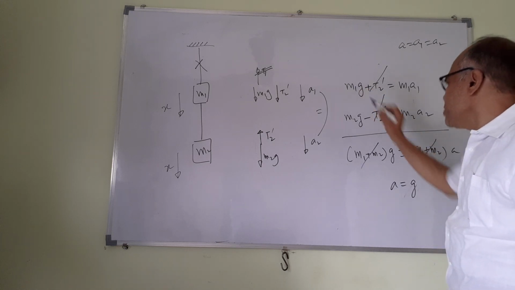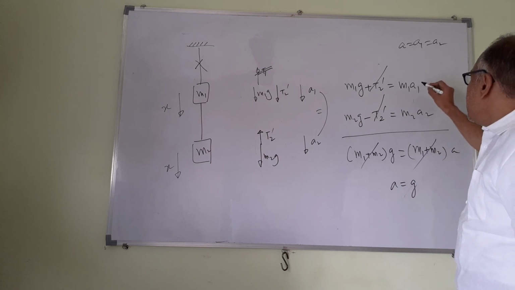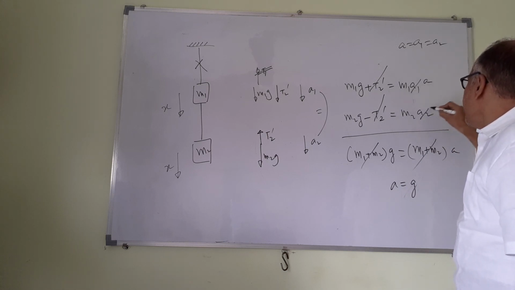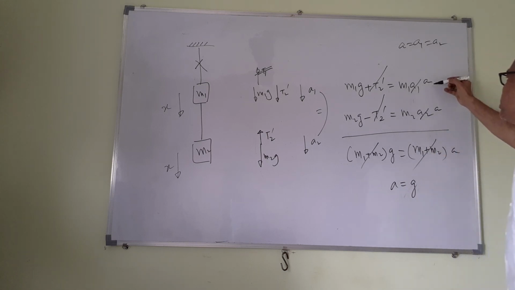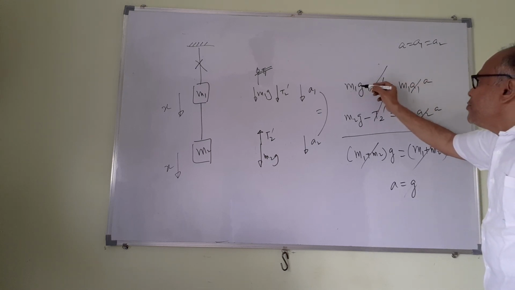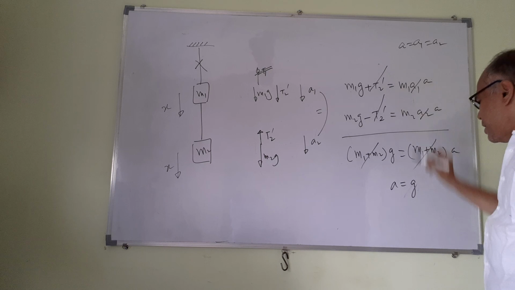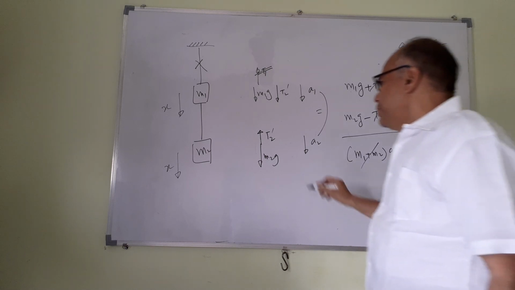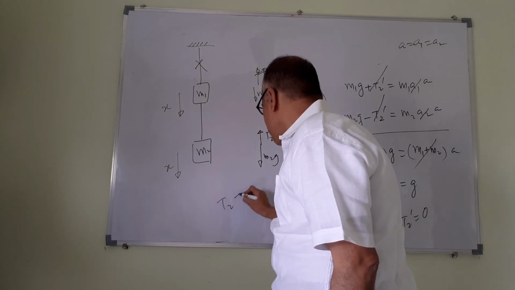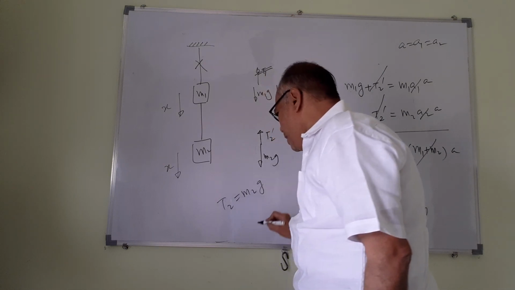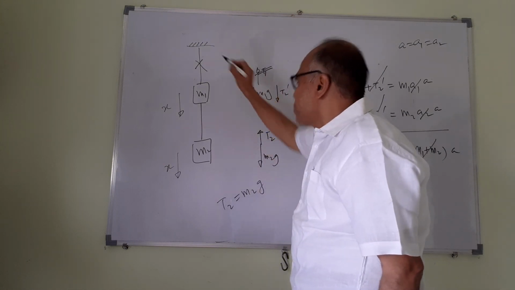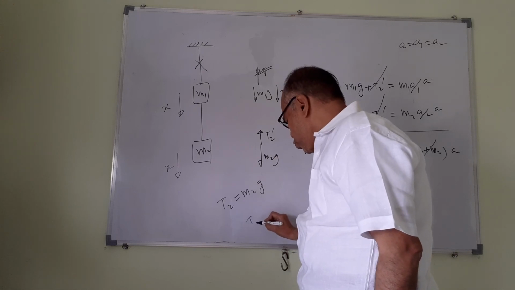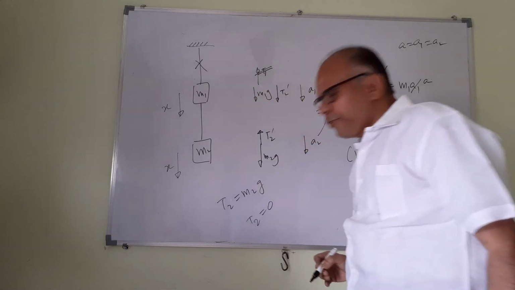So now if you take the first equation, substitute a1 is a, a2 is a. If you substitute a as g, you will have m1g here, m1g cancels, and you get T2 dash equal to 0. So the tension which was T2, which was initially m2g, has instantaneously, as soon as you cut that, changed to 0.